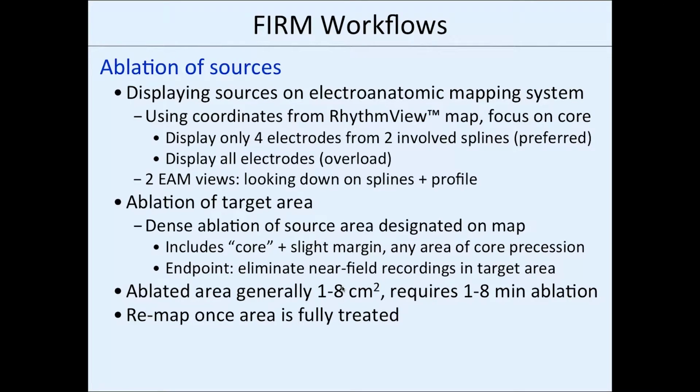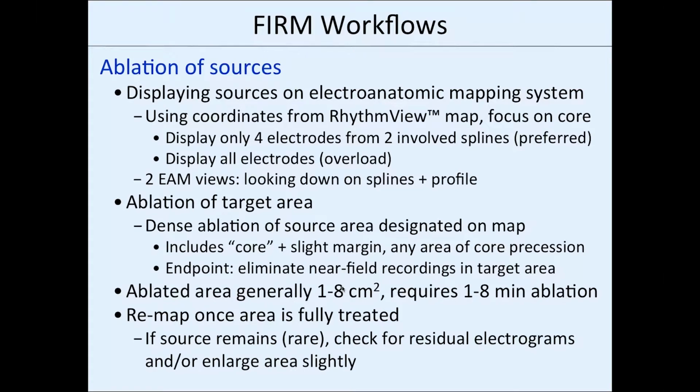Once we've done this, we remap with the FIRMap in exactly the same location and with the same electrode locations, and see if we have eliminated the source. If the source remains, which in my experience most recently is rather rare with our mapping and ablation strategy, I go back and check for residual electrograms and or slightly enlarge the area. Sometimes there might be trabeculations, especially in the right atrium, that we just miss and have to go back and hit those areas.